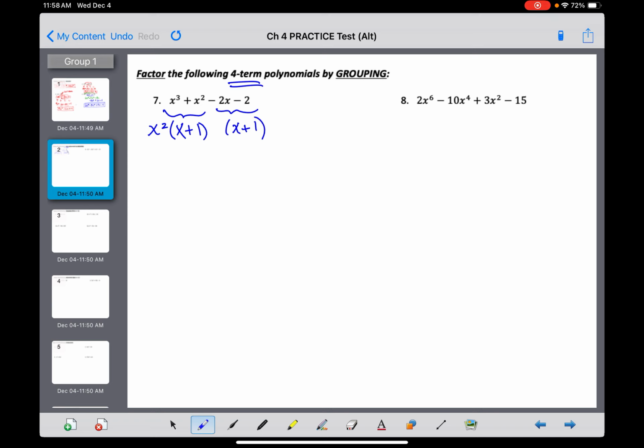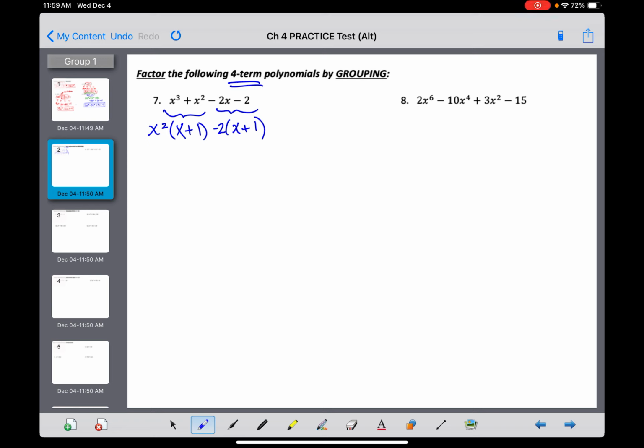So then I just have to figure out the number that goes in the front. Something times x has to make negative 2x. Well, that would be a negative 2. And then if I check that, negative 2 times positive 1 makes a negative 2. So then I know that negative 2 is the correct GCF for the second pair.